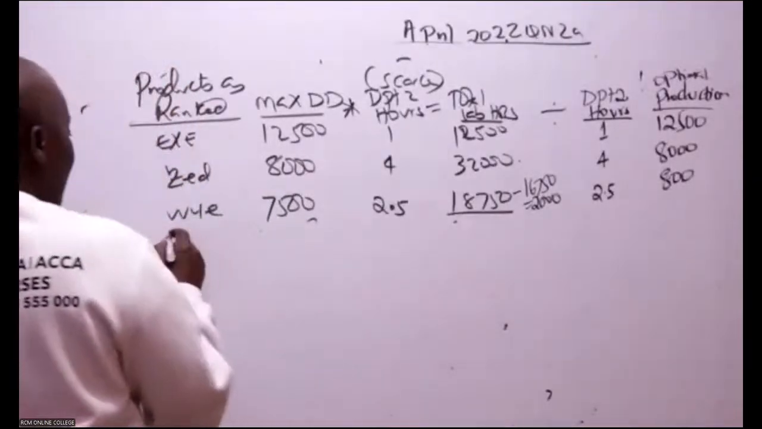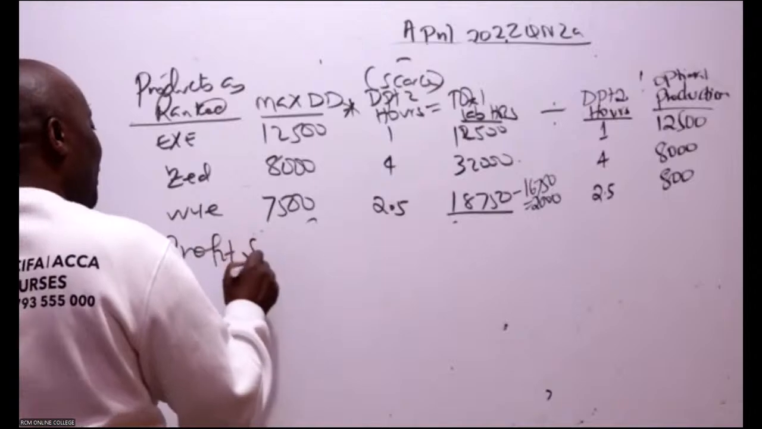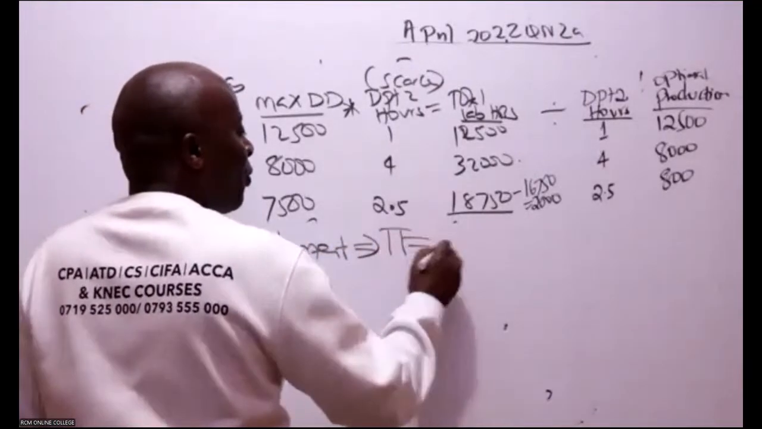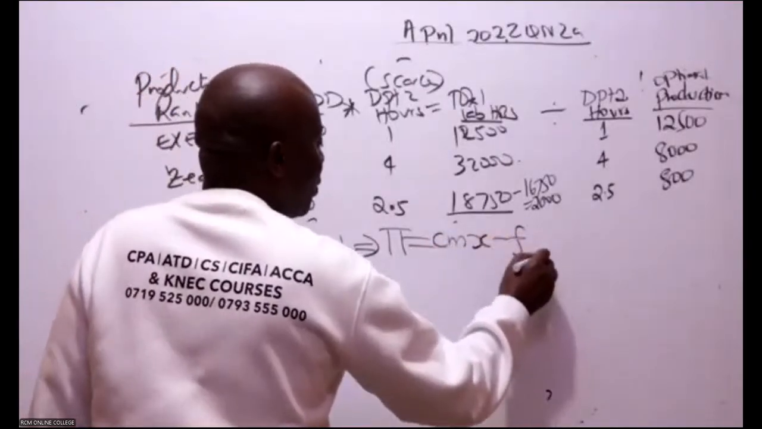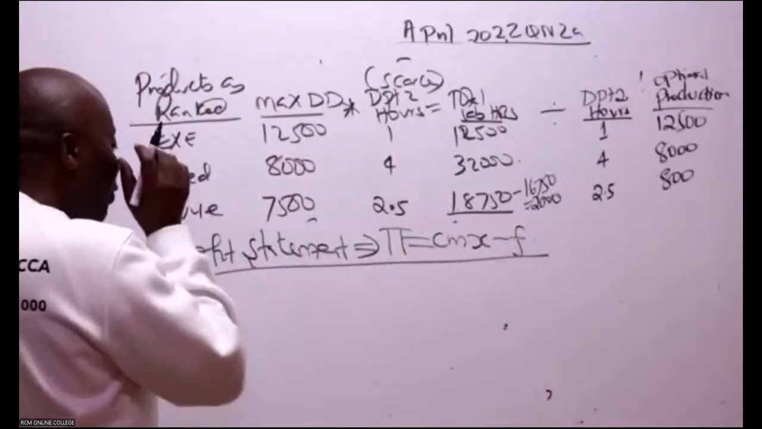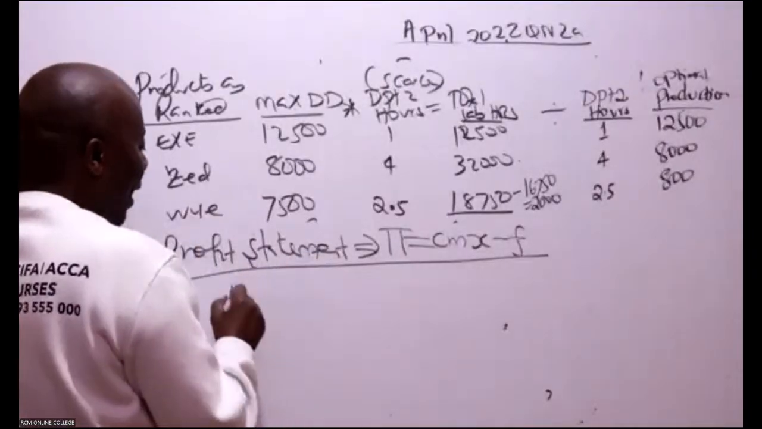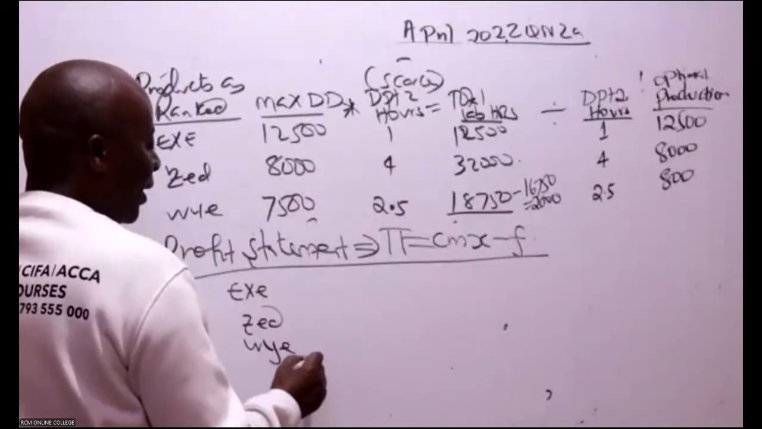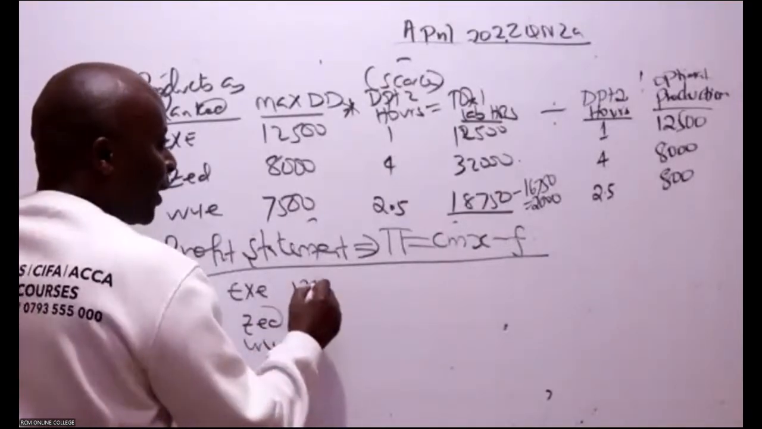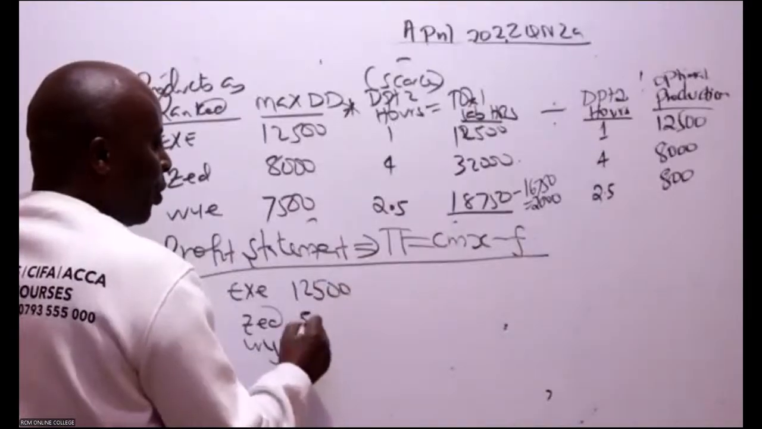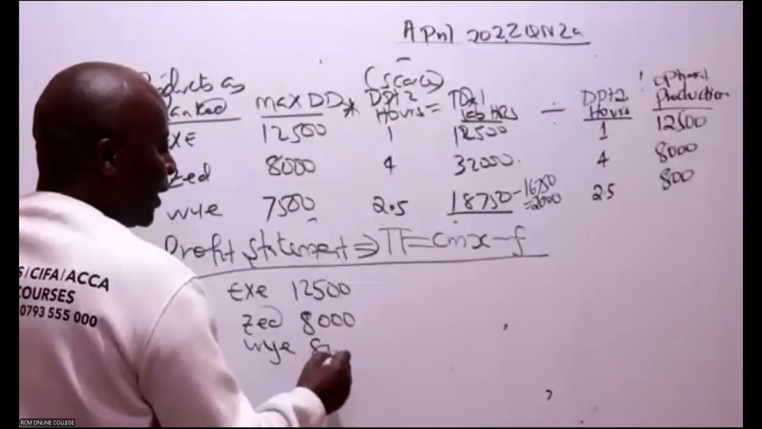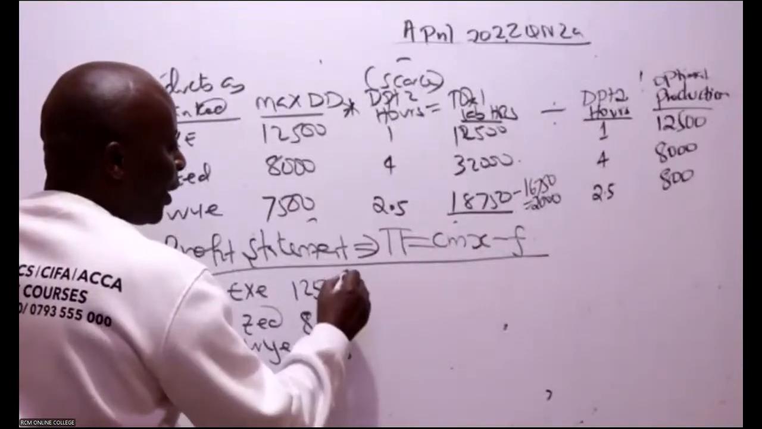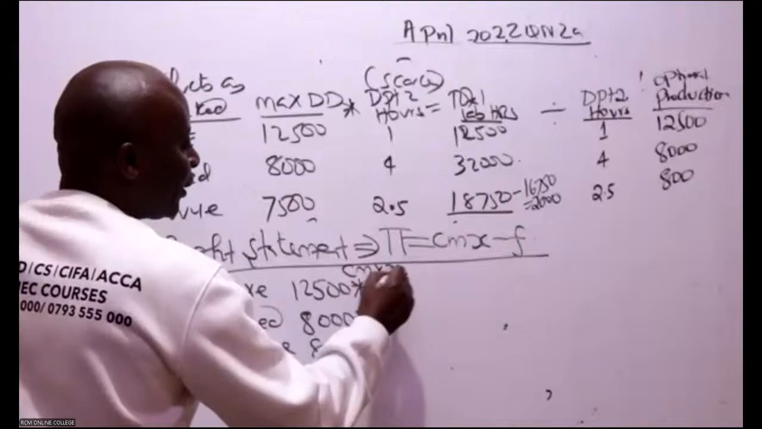So the profit statement. We are good students of management accounting. We know that profit is CMX minus fixed costs. And I know the products that I'm producing. I have X, I have Z, I have Y. And I even know the units I'm going to produce and sell: 12,500, 8,000, 800. So are you able to give me the contribution? I want to get CMX.